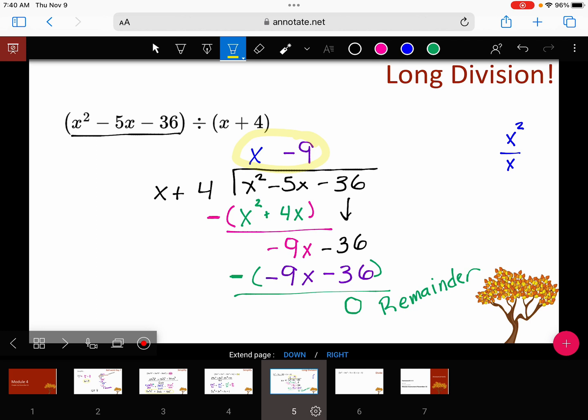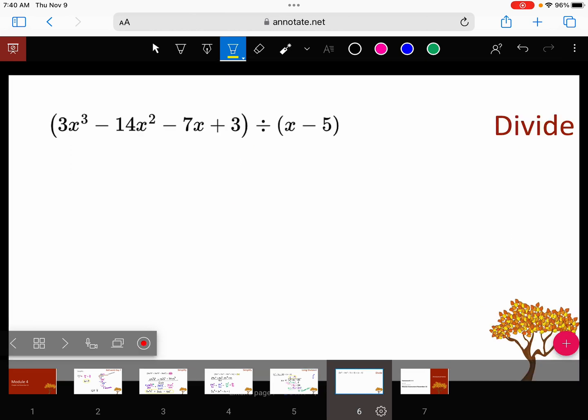And so these are long and kind of obnoxious. Long division is in fact long. We're going to do another one because they're weird and kind of awkward to get used to. But any questions on this first one? Because that's the whole thing. Okay, we're going to do one more like this. So we've got 3x cubed minus 14x squared minus 7x plus 3 divided by x minus 5.